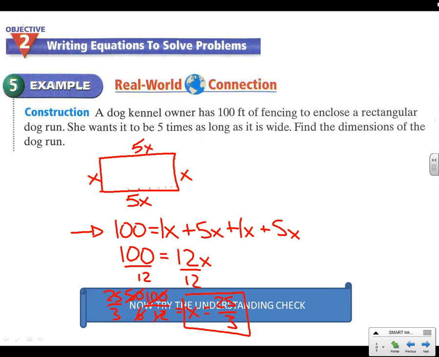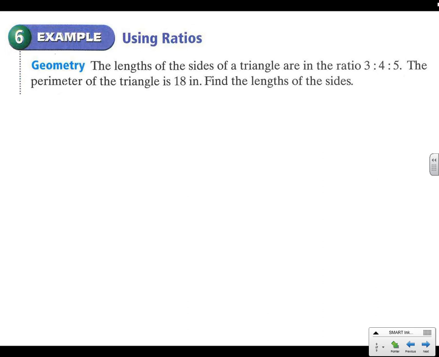Now try example 5, or understanding check 5 for me. And here we go, last one. The lengths of the sides of a triangle are in the ratio of 3, 4, 5. So I'm going to just draw a triangle here and say 3x, because I don't know what x is, 4x and 5x. The perimeter is 18. This looks very similar to the last problem. We're going to add them up. 18 is 3x plus 4x plus 5x.